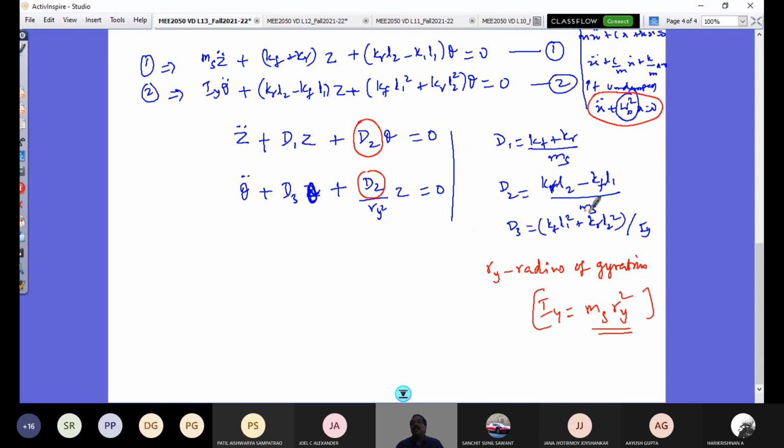So in D2 you see there is ms. That term goes off, and ms is taken with the numerator to write D2 in this form. So now D2 is what is called the coupling coefficient.